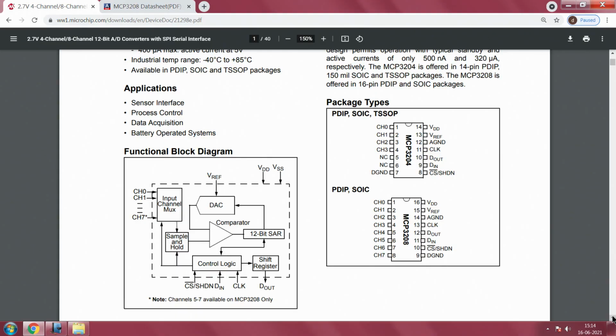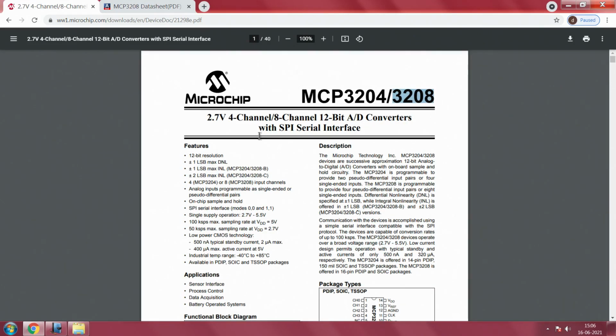And then I mentioned sample and hold. I also mentioned the SPI interface, so I will not go into the details, though this chip supports it. This chip also works over an operating voltage range anywhere from 2.7 to 5.5 volts, and people sometimes use 5 volts, and also 3.3 and so on. The next parameter is 100 kilo samples per second max sampling rate at VDD equal to 5 volts, and it is down to 50 kSPS if VDD is at a lower voltage of 2.7 volts.